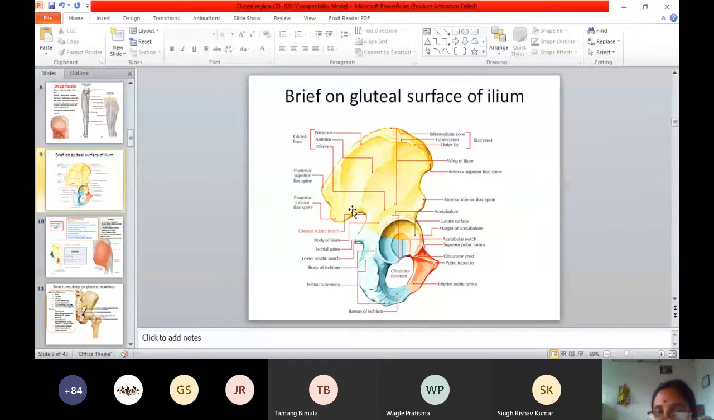The gluteal surface of the ilium is divided into 4 areas by 3 lines. Those 3 lines were, can you see this, all of you? Any one of you please reply. Can you see this? Yes, ma'am.